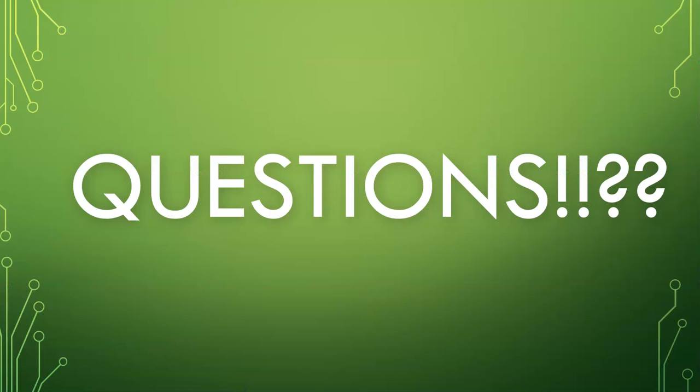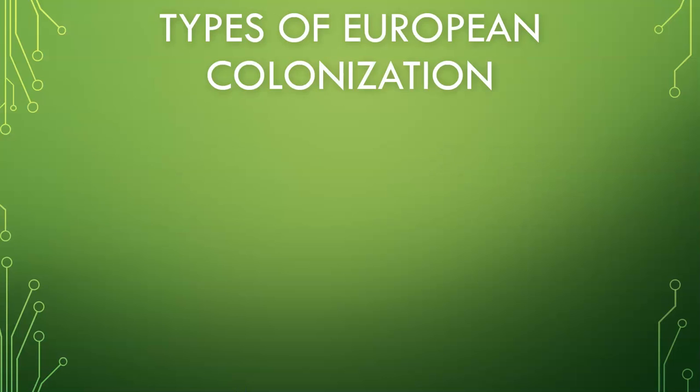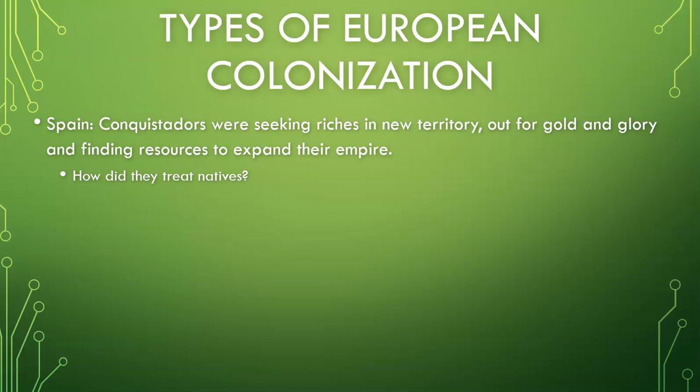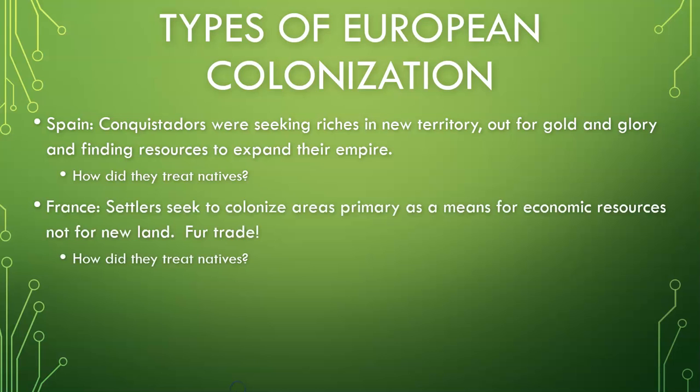So, questions? Unfortunately, since this is a video, you can't ask me questions, so we're going to move on. Types of European colonization now. Spain: conquistadors were seeking riches and new territory. They were out for gold, they wanted glory, and they wanted to expand their empire. How did they treat the natives? Horribly. Natives hated the Spaniards.